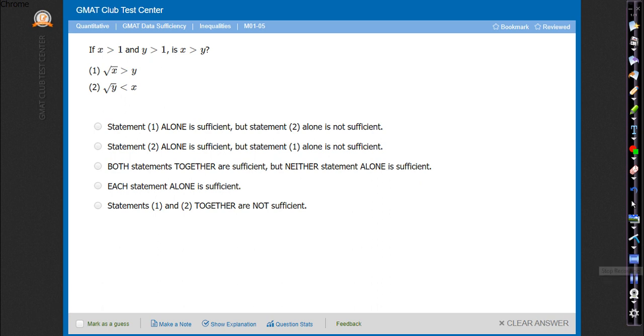This question reads, if x is greater than 1 and y is greater than 1, is x greater than y? Okay, so this is a yes-no question, right? Is x greater than y? We don't know very much about the types of numbers. All we know is that they need to be greater than 1. So this is x, could be a fraction greater than 1, it could be an integer greater than 1, etc.